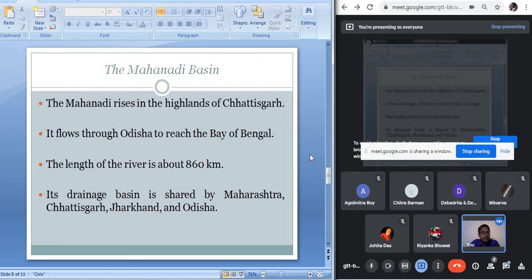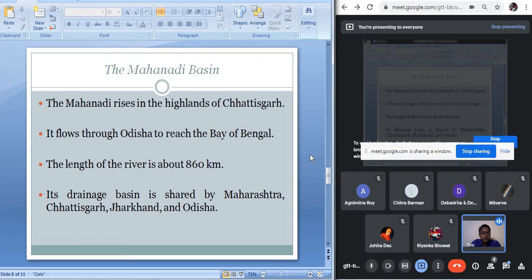And you can say that the Mahanadi is the most important river of the state of Odisha. Many people earn their livelihood from this Mahanadi river, from fishing and all. So these were the two main rivers, the Godavari and the Mahanadi, of the Peninsular Plateau region.